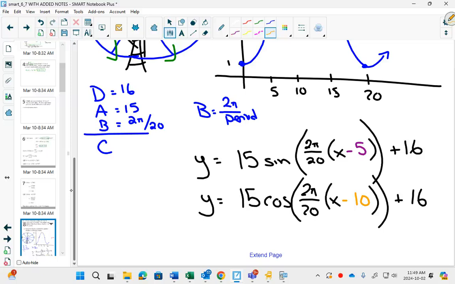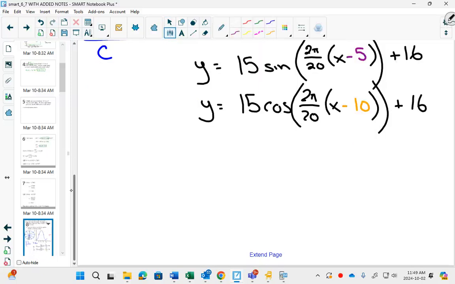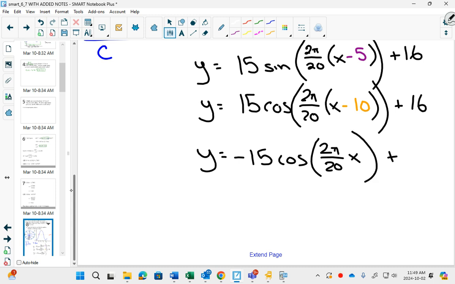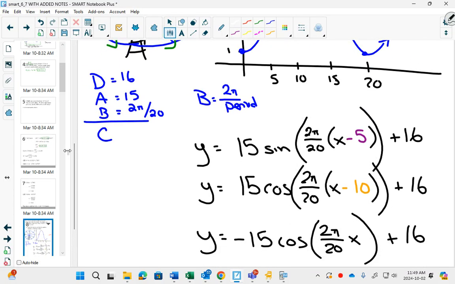But if I had to pick the favorite equation that a mathematician would pick, they wouldn't pick either of those two. Which one do you think would be the favorite equation that a mathematician would pick? They like the negative cos graph. Can you see why? They like the negative cos graph because it has no shift. It already starts at the bottom, so it makes sense to use that one at the bottom.